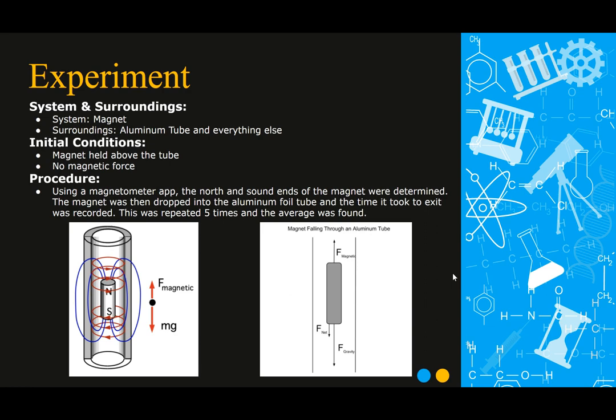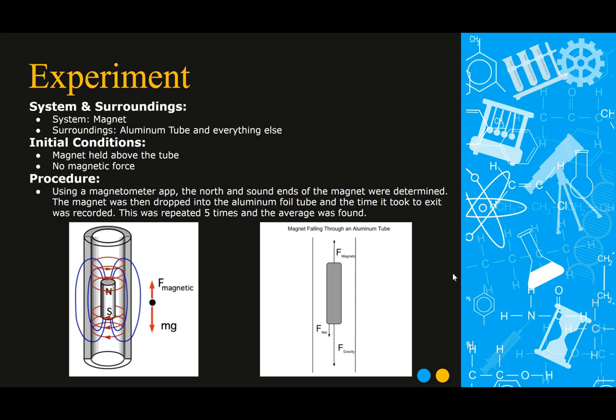So the procedure for this experiment is using the magnetometer app. The north and south ends of the magnet were determined. The magnet was then dropped into the aluminum foil tube, and the time it took to exit was recorded. This was repeated 5 times, so an average could be taken.